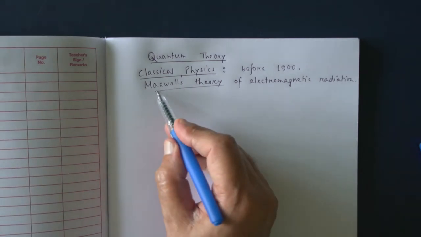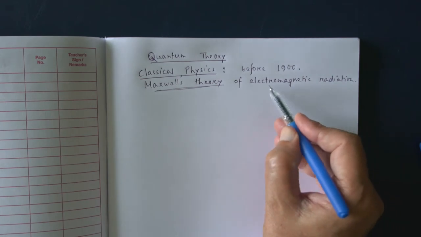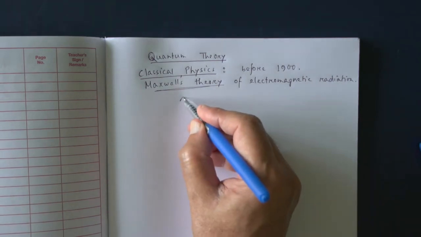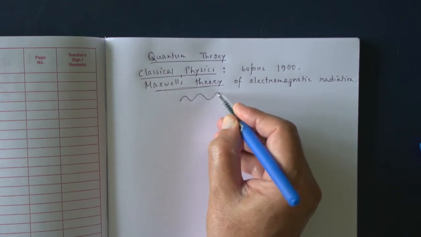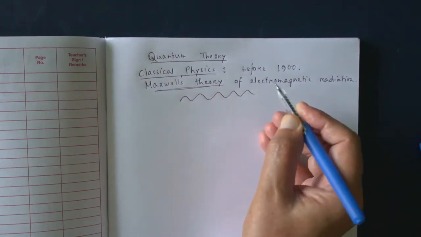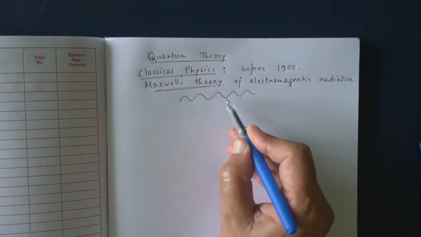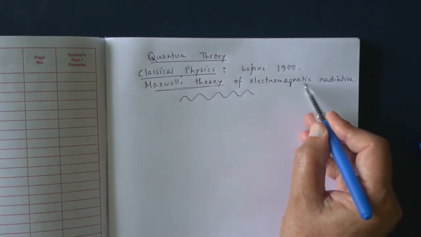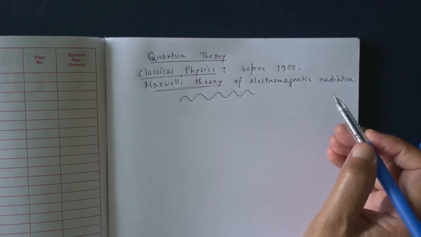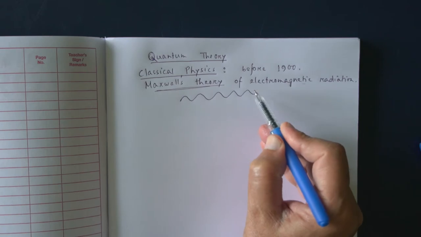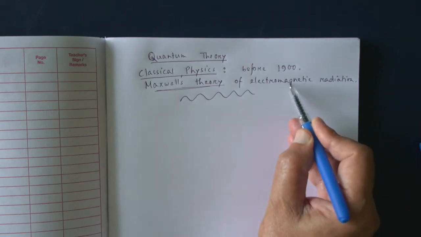So, according to Maxwell, how does light travel? Light travels in the form of wave. And what is the name of this wave? The name of this wave is electromagnetic wave. This wave does not require any medium.